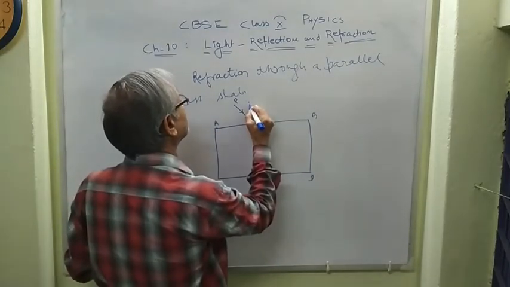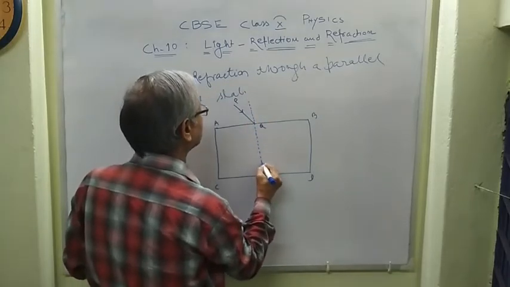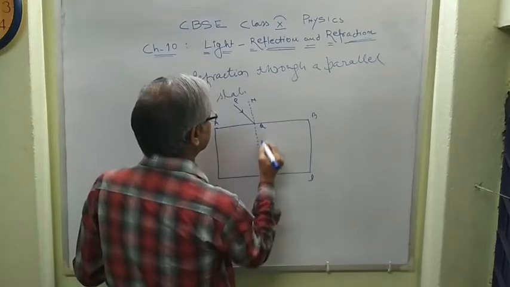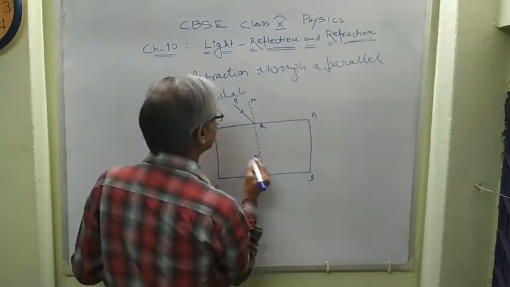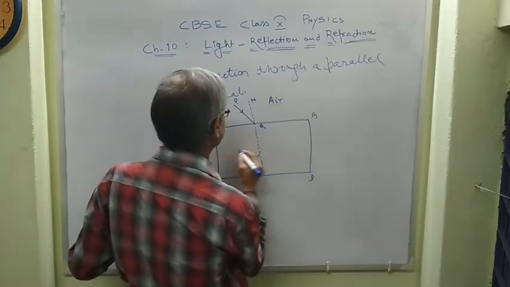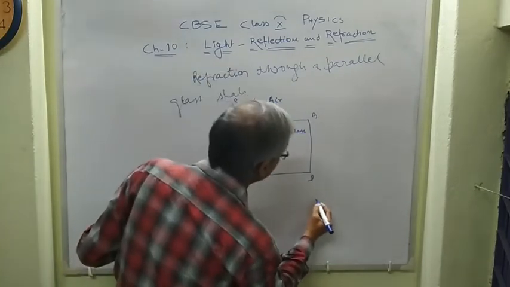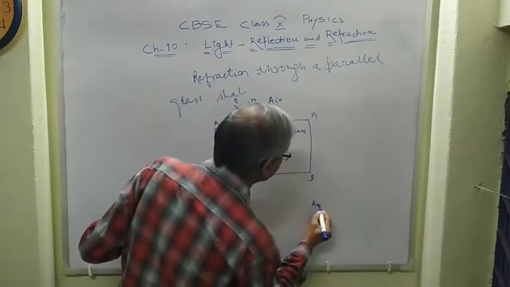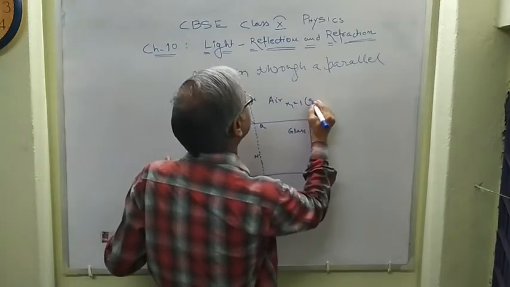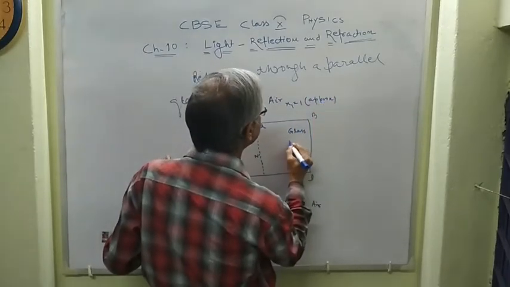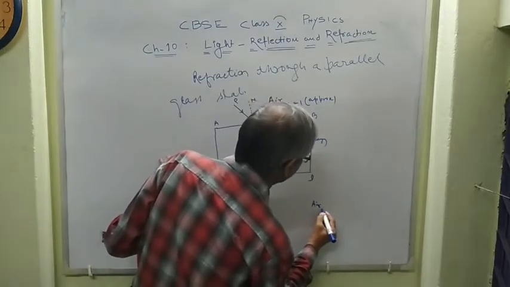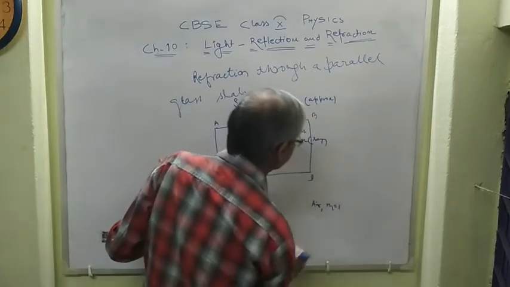It is the normal. After refraction at Q, since the first medium is air and the second material is glass, and also the emergent medium is air, the refractive index N1 equals 1 approximately, and the refractive index N2 equals N, say. And here also, the refractive index is N1 equal to 1 approximately.